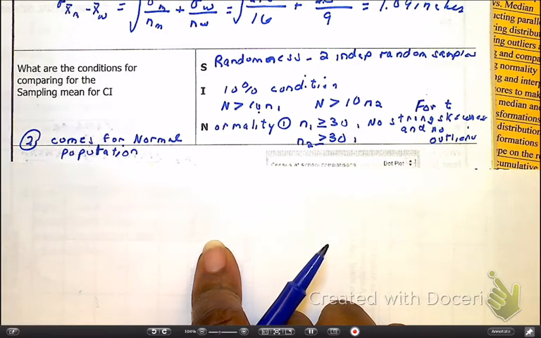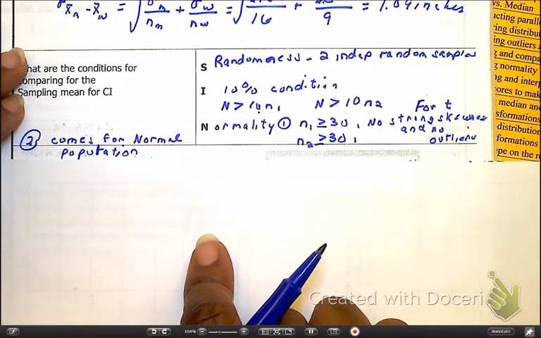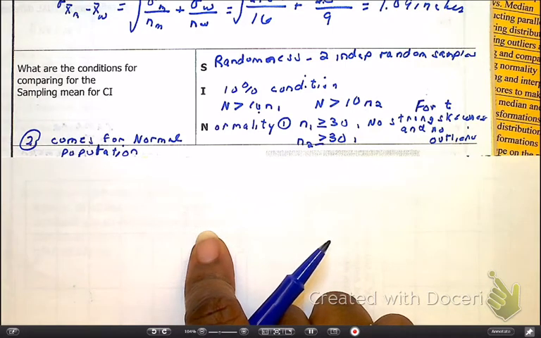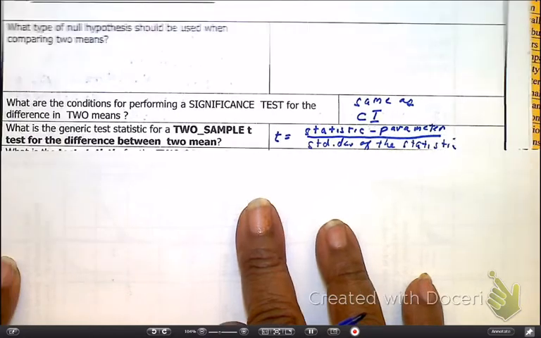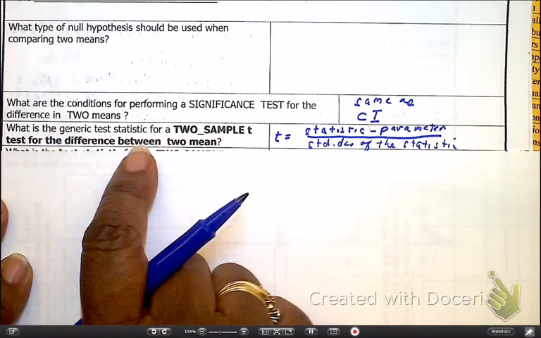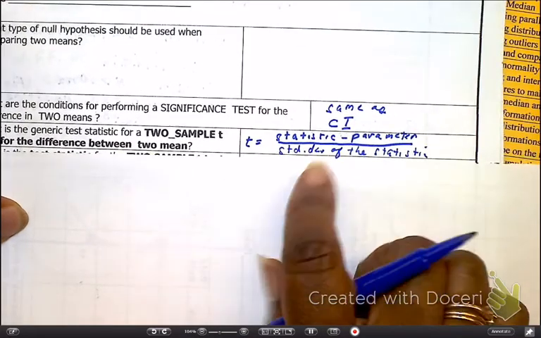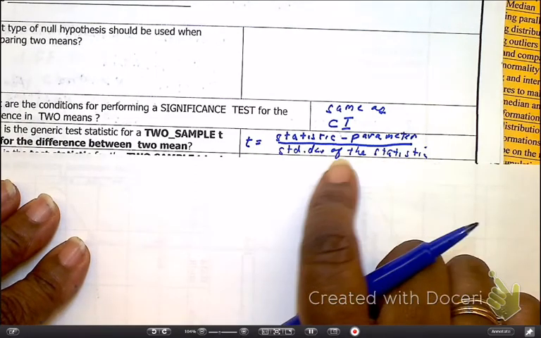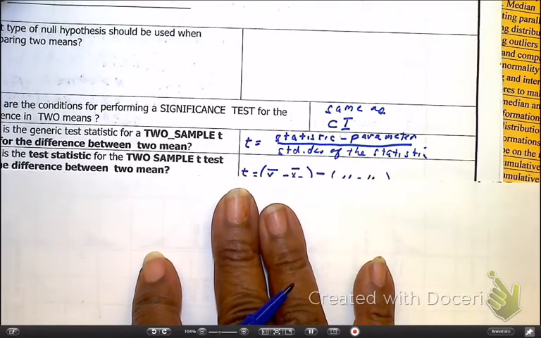Now, let's go back to the next page, page 10. And now let's see what else we need to know about a two-sample mean, the difference of a two-sample mean. Okay, now please recognize here, what is the generic test for a two-sample t-test for the difference between two means? Well, there's your formula. Like we've seen over and over again, the statistic minus the parameter over the standard deviation of the statistic.